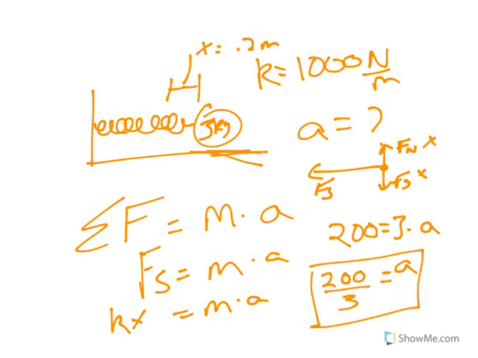Now, I should note, this only occurs for a brief instant. This acceleration only occurs while you're at 0.2, because once you've gone down a little bit, it's no longer 0.2. It's whatever that distance is. So once it gets to 0.1 meters, you now have a force of 100 newtons rather than 200 newtons.